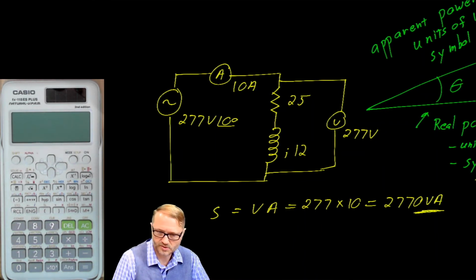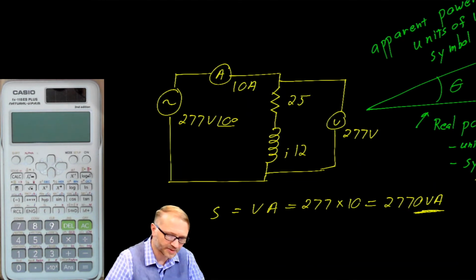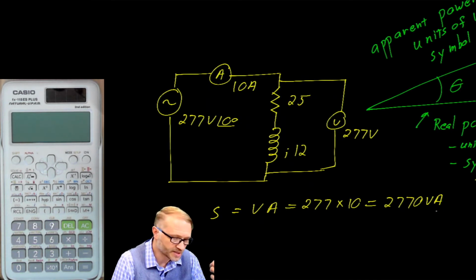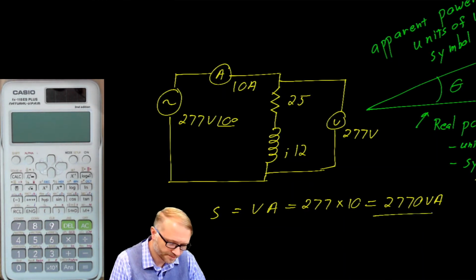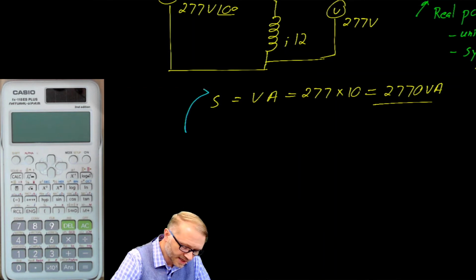You'll notice these are not watts. We've been so used to expressing power in watts, but that's not what this is. In this case, the apparent power, which is to say the power as measured using a conventional meter, would suggest that it's 2,770. Notice that I did not put a bar over the top of S. This is not a vector.